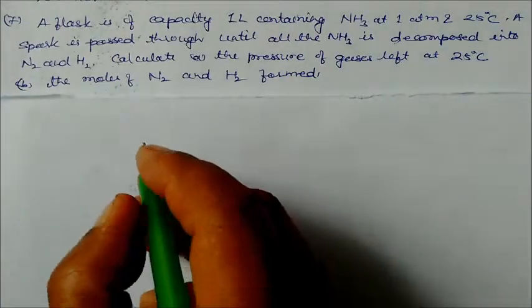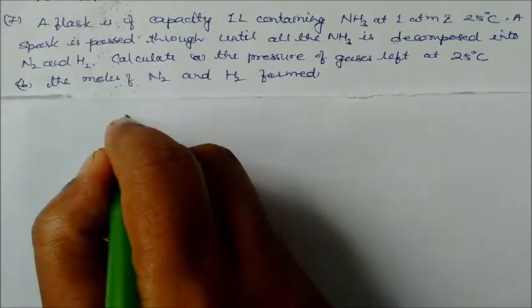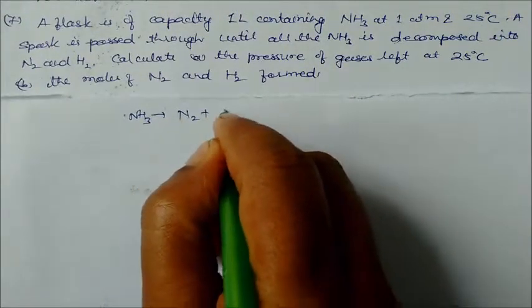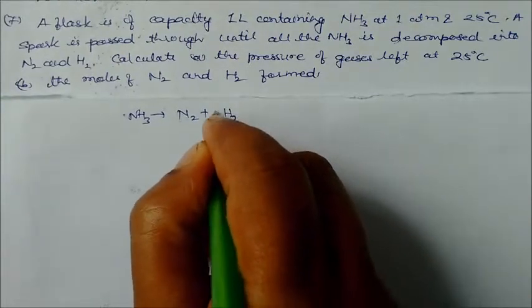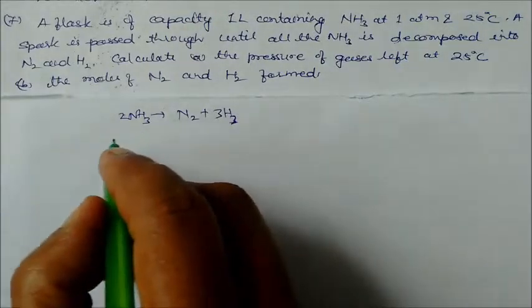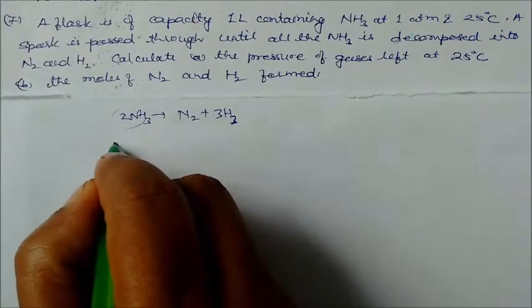First you write the equation. Ammonia is converting into nitrogen plus hydrogen. So balance it. This is 3 moles, this will be 2 moles. This is the balanced equation. Now we have to find the moles of ammonia that was given.